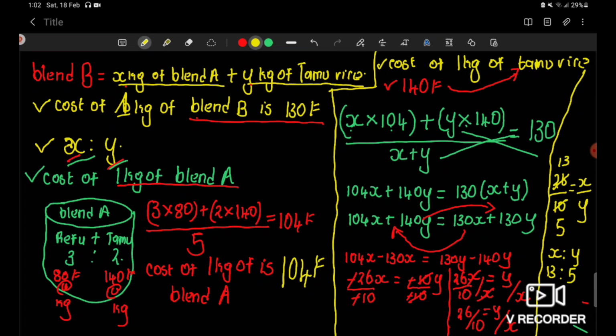That was KCSE 2022 paper 2 question number 17.